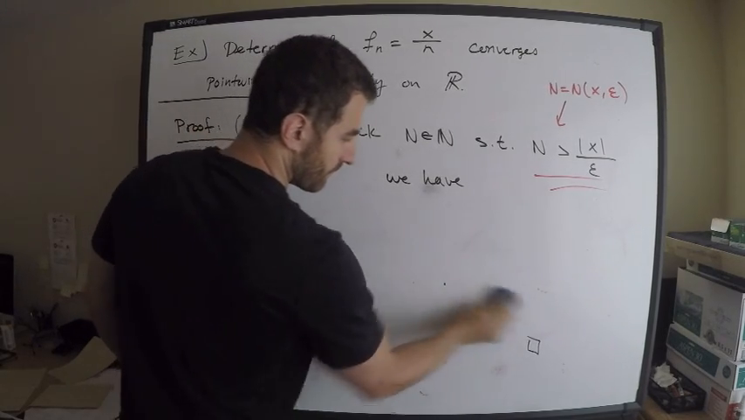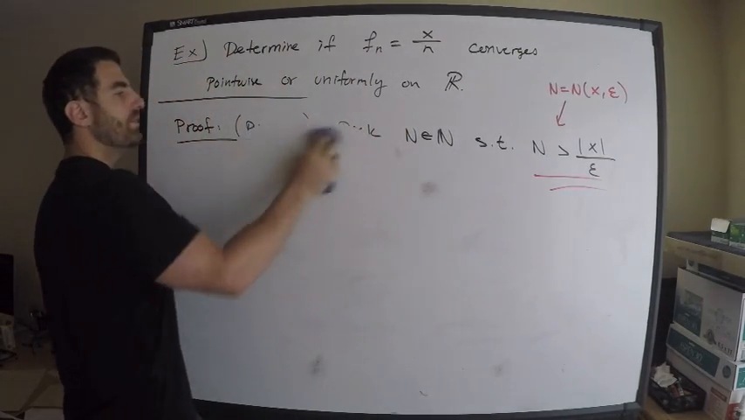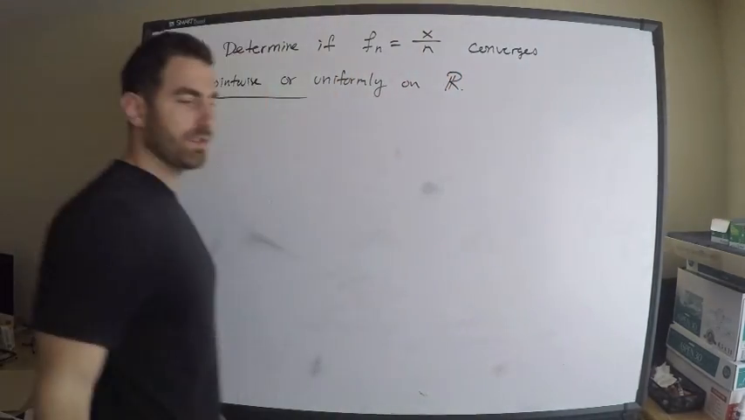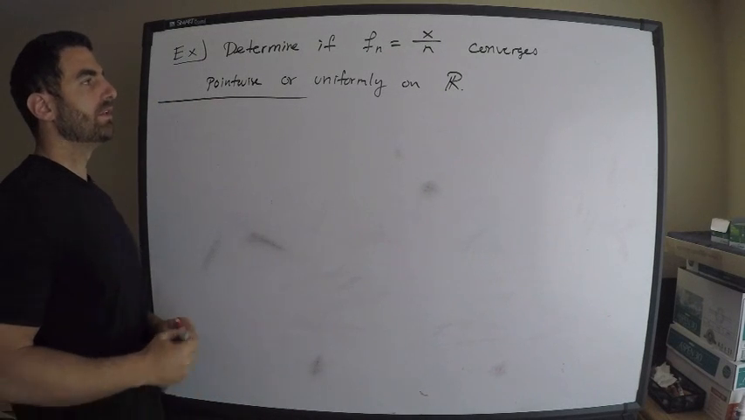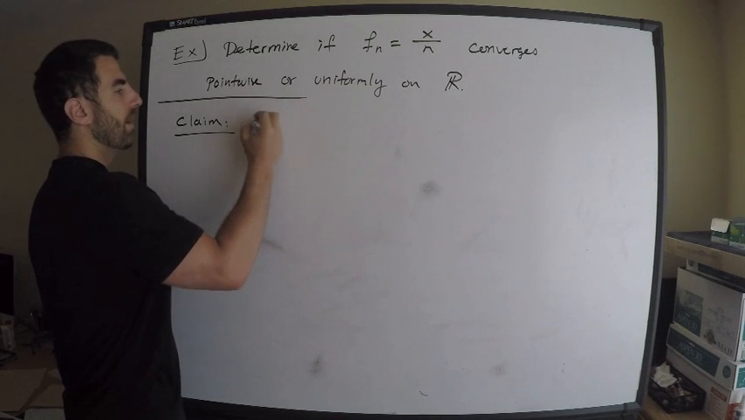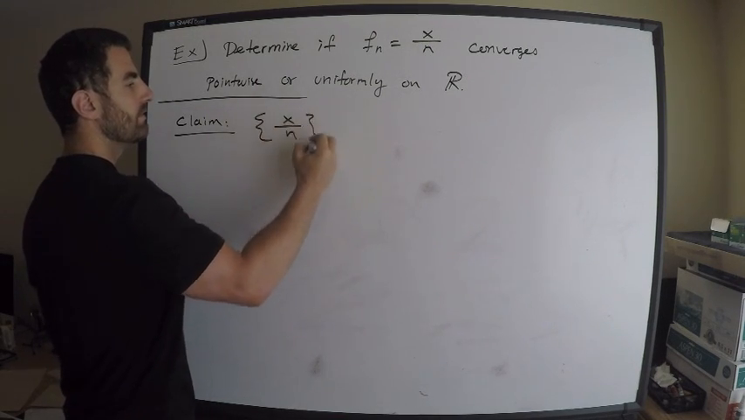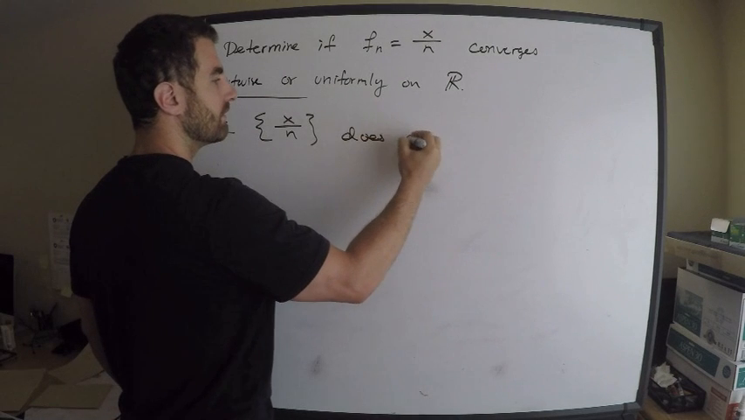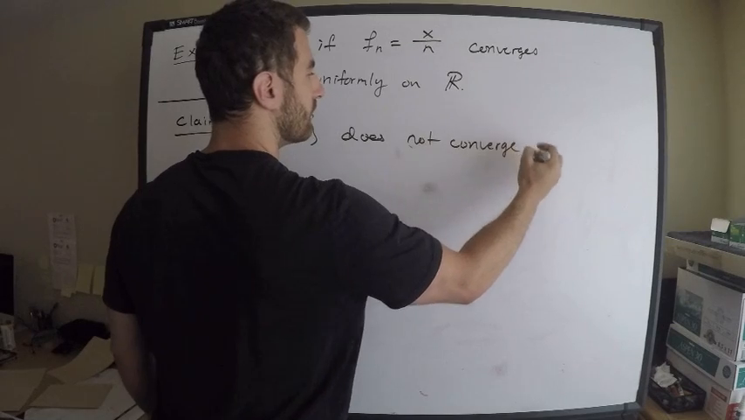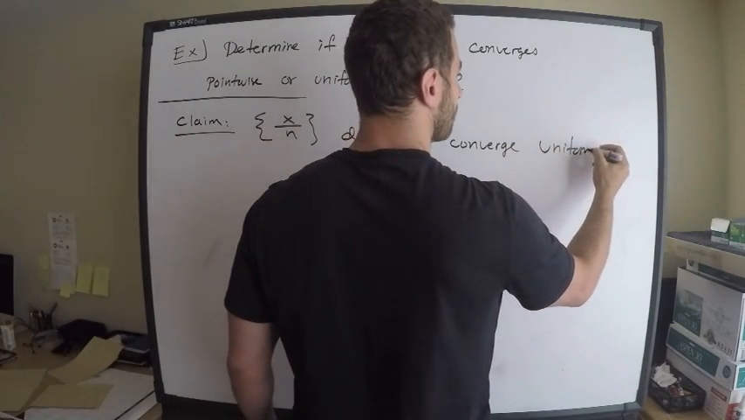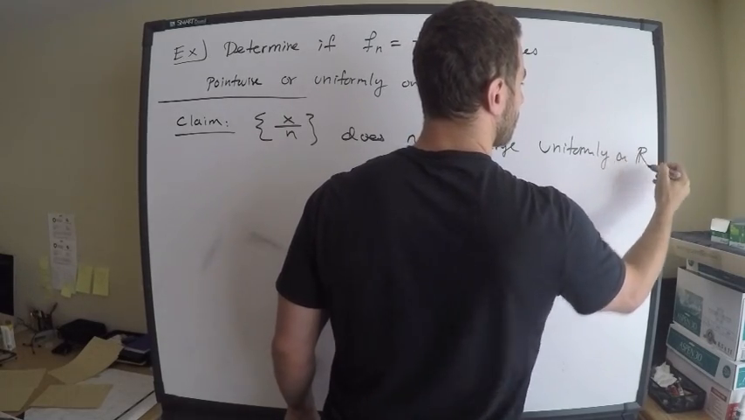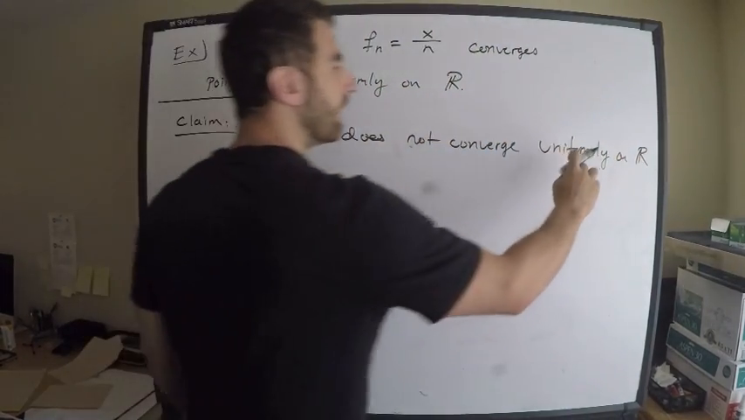Well, you remember, it converges uniformly if I can pick a capital N which does not depend on x whatsoever. I claim that it does not. I claim that this sequence of functions does not converge uniformly on R. Okay, I claim that it does not.